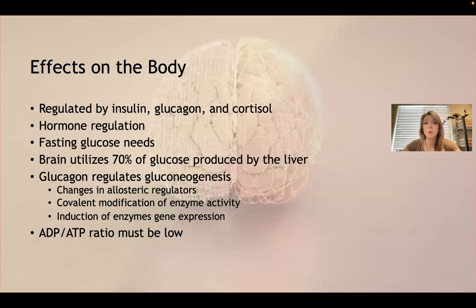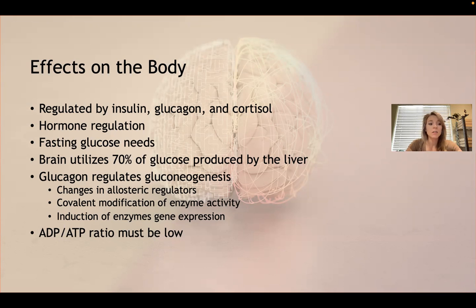The brain in particular requires a steady stream of glucose, accounting for about 70% of the glucose produced by the liver in a fasting state. Gluconeogenesis is regulated by glucagon through changes in allosteric regulation, which reduces the levels of fructose 2,6-bisphosphate; covalent modifications of enzyme activity, the phosphorylation of pyruvate kinase resulting in its inactivation; and induction of enzyme gene expression, as glucagon via CRE response elements increases the expression of PEPCK.